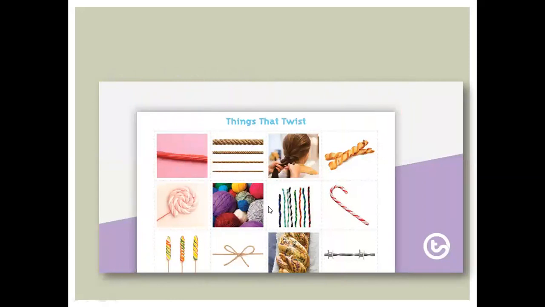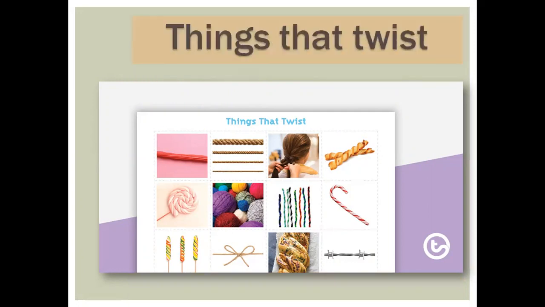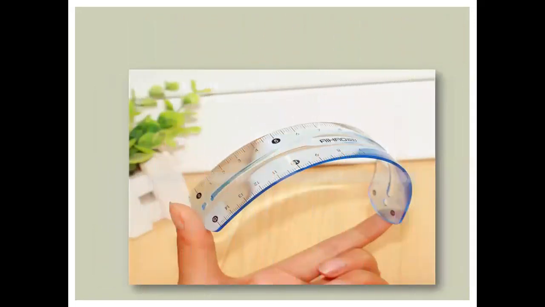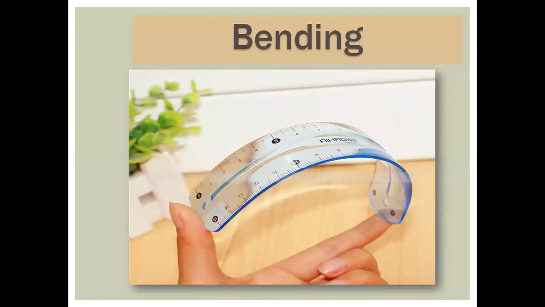Things that twist. Here are those things that can easily be twisted: threads, hairs, candies, ropes. They are made for twisting. So we can say these are the things that we can easily twist. Bend. What is the man doing with his ruler? He is bending the ruler.